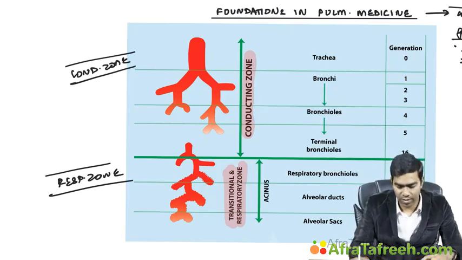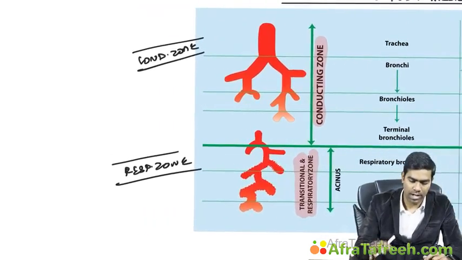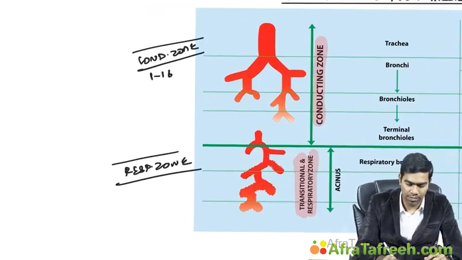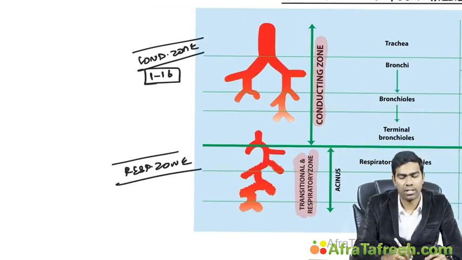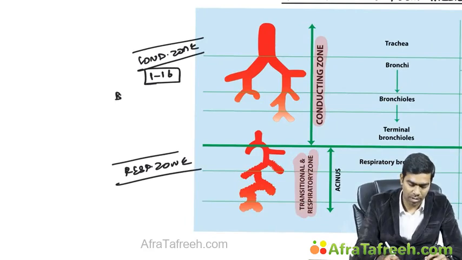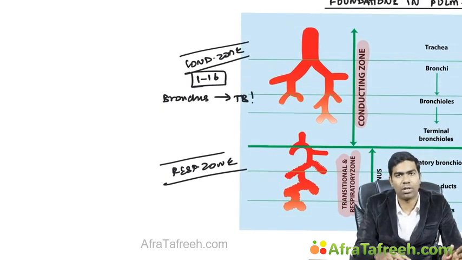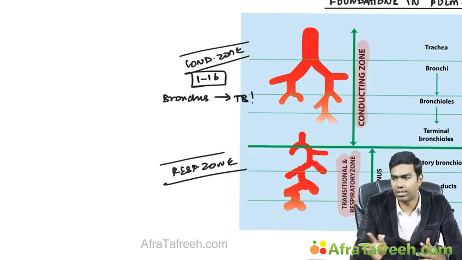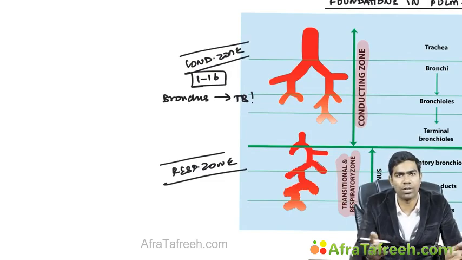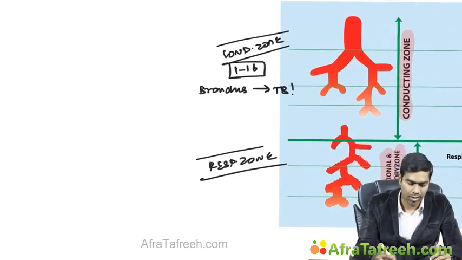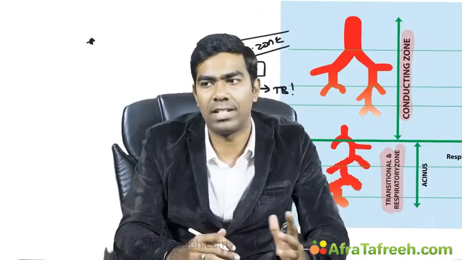So what are the functions of the conducting zone? The conducting zone includes the first 16 generations, starting from the main bronchus up till the terminal bronchioles. Clear? We will break down the conducting zone again later on. But anyway, it starts from the primary main stem bronchus, which divides into right and left bronchus. From there up to the terminal bronchioles, you have the conducting zone.